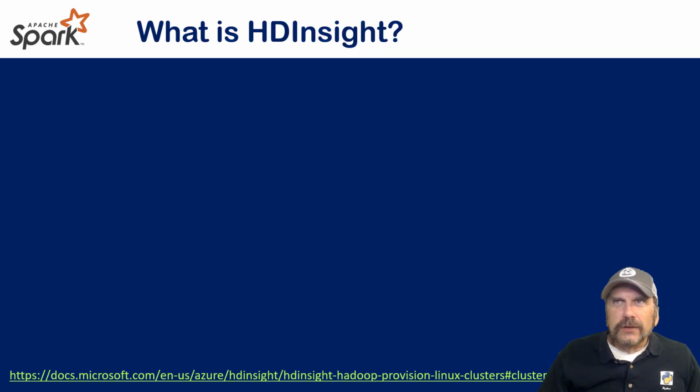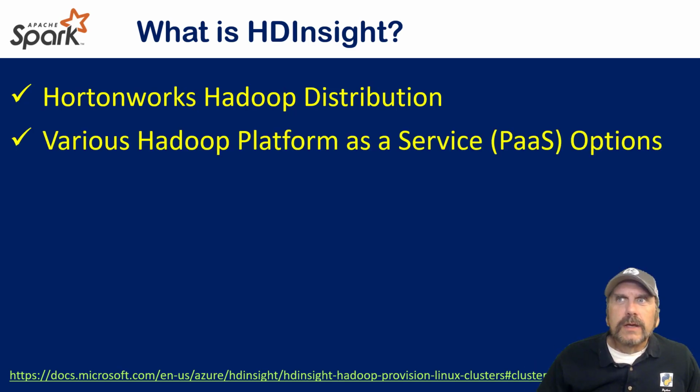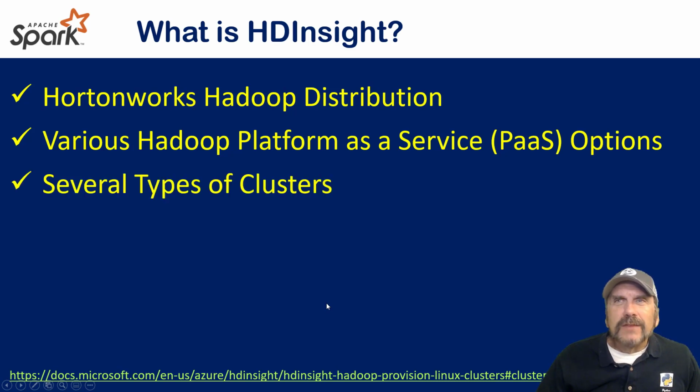What is HDInsight? HD stands for the Hortonworks distribution of the Apache Spark open source platform, and it is implemented on Azure, and they call it HDInsight. However, it doesn't necessarily only mean Spark. The Hadoop platform can contain a number of services, which I've described in my previous videos. So we do have various platform as a service options we need to choose from, and we have several types of clusters that go along with that.